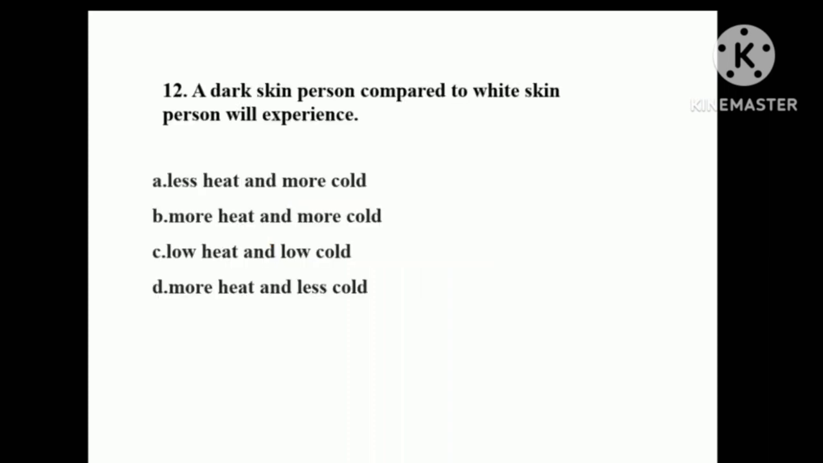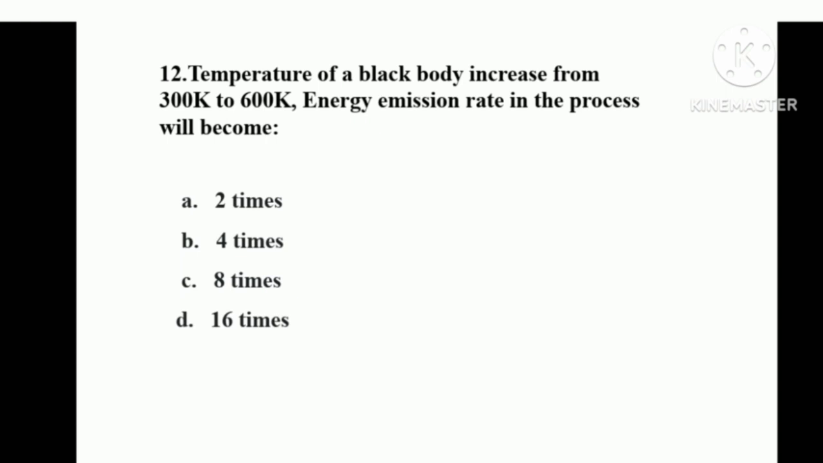Question number 12. Temperature of a black body increases from 300 Kelvin to 600 Kelvin. The energy emission rate in the process will become option A, 2 times, option B, 4 times, option C, 8 times, option D, 16 times.